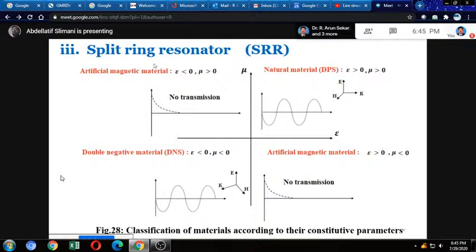So this is the technique that we can use in the split ring resonator. We can create a material with opposite signs, and we put it on our array antennas to decrease the transmission between radiating elements.